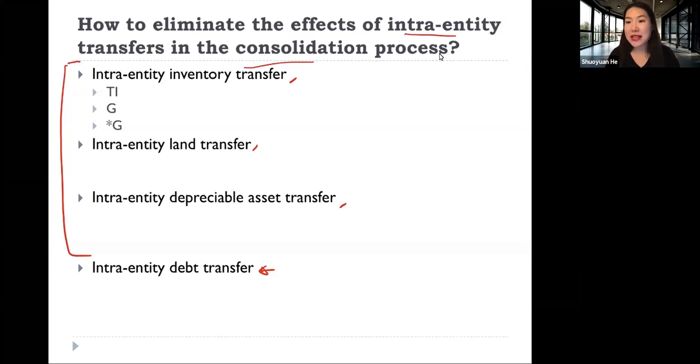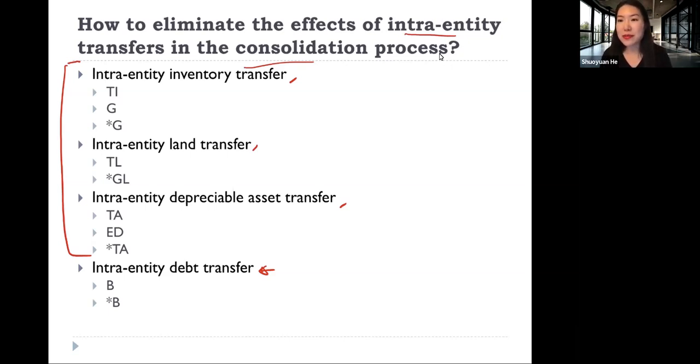To eliminate intra-entity land transfer, we have 2 consolidation entries: consolidation entry TL and consolidation entry *GL. To eliminate intra-entity depreciable asset transfer, we have 3 consolidation entries: consolidation entry TA, consolidation entry ED, and consolidation entry *TA. And lastly, to eliminate intra-entity debt transfer, we have consolidation entry B and *B. Starting from today's class, we are going to talk about each of those consolidation entries in detail. And then we're also going to go through some specific examples.